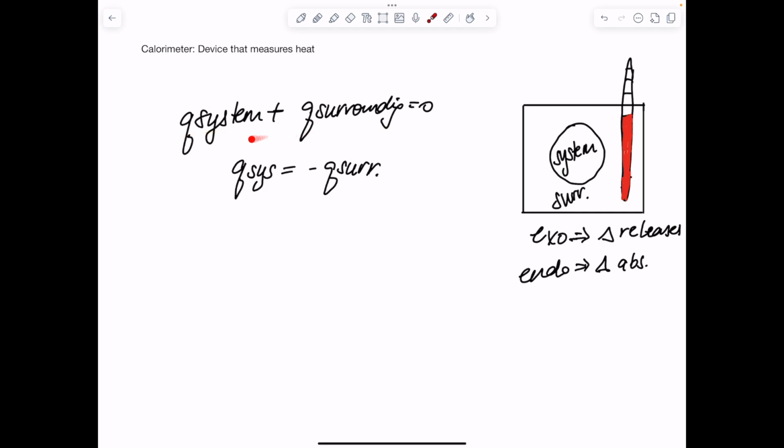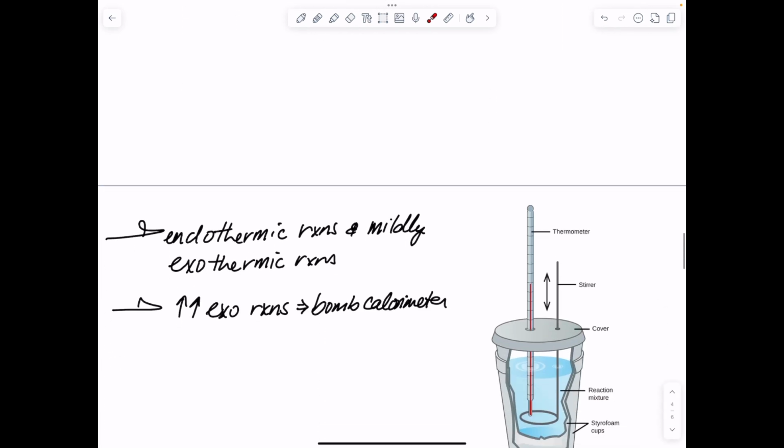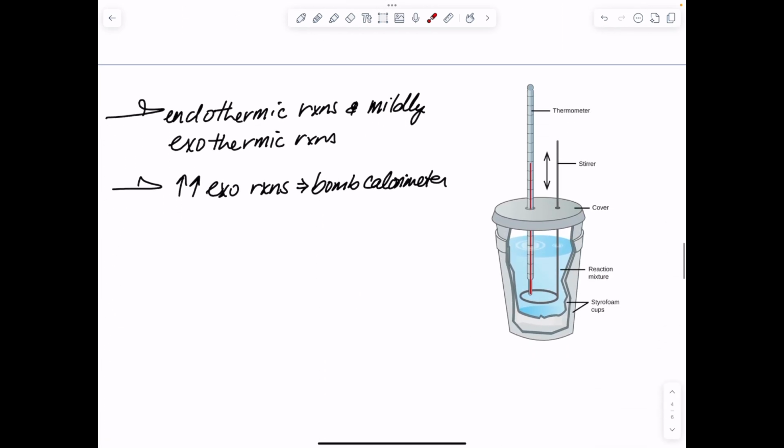And so if we isolate for Q system here, and we move the Q surroundings to the other side of the equation, we get Q system equals negative Q surroundings. And this equation is really, really important in calorimetry. So let's also talk about the coffee cup calorimeter then.